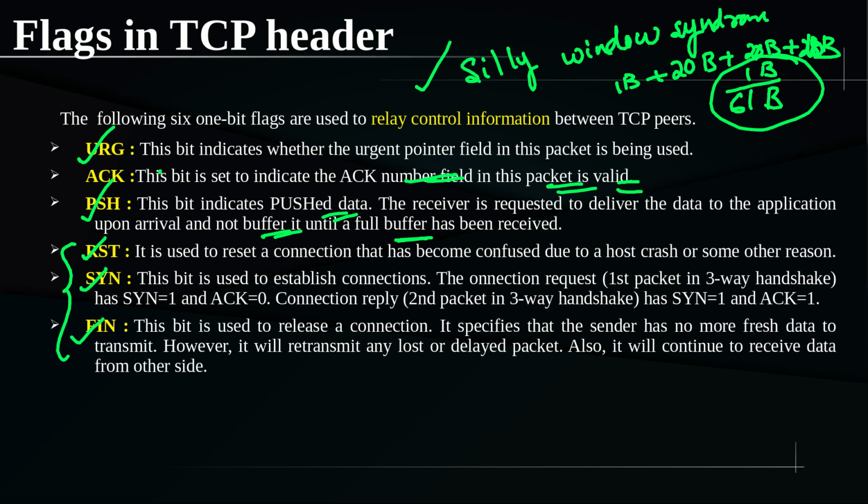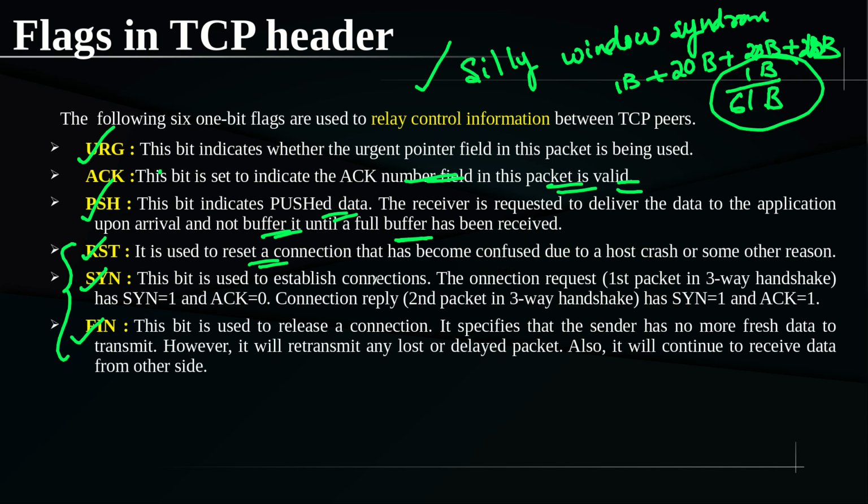So RST is used to reset a connection that is already established, but has become confused due to a host crash or some other reason. So just reset, so that the parameters will be communicated again and both sides can understand the connection properly.